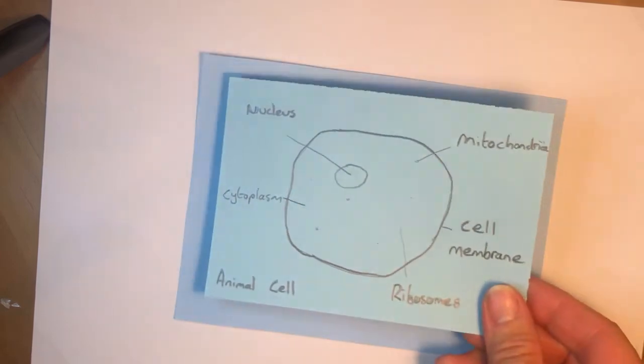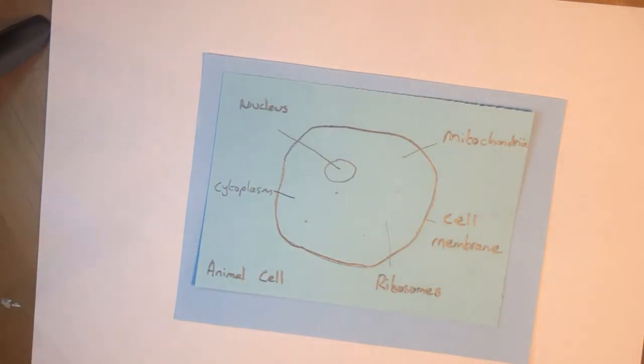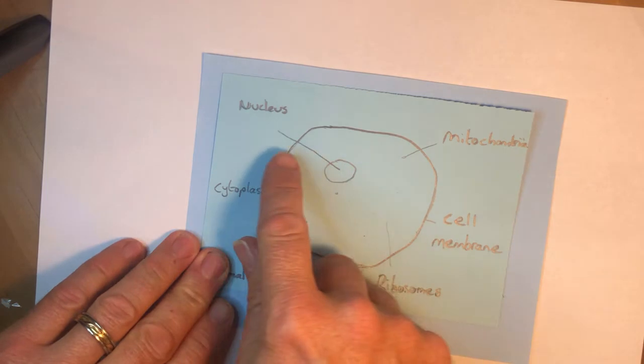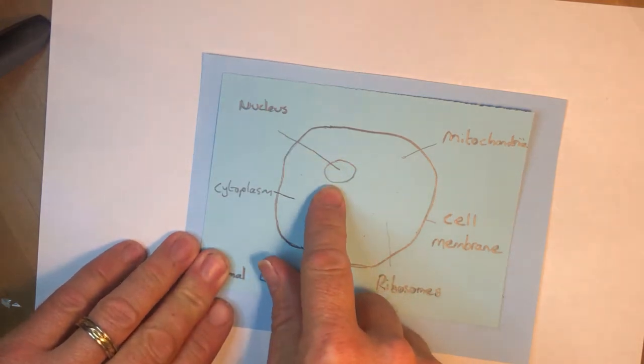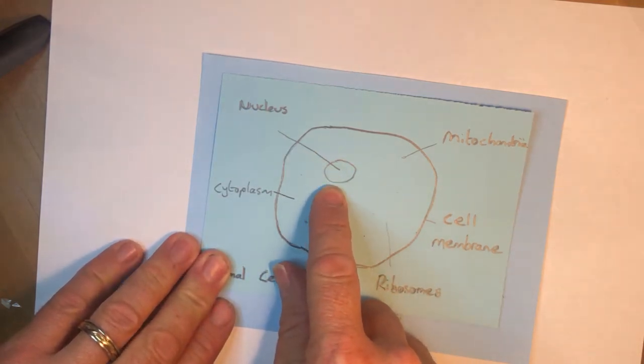So rather than knowing one individual thing, you've got to be able to link your knowledge between all the 5 different parts. So the nucleus is where the DNA is stored and it controls the functioning of the cell.